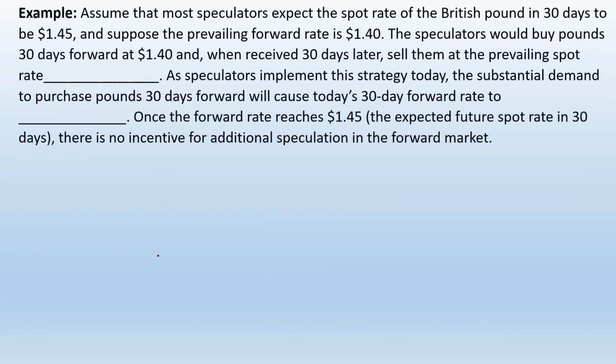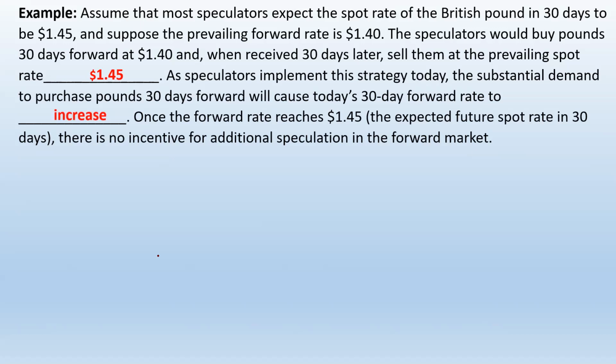So assume that most speculators expect the spot rate of the British pound in 30 days to be 1.45, and the prevailing forward rate is 1.4. In this case, the speculators would buy British pounds at 1.4 using a forward contract. And after 30 days, they will sell them immediately on the spot market, and they will make a profit.